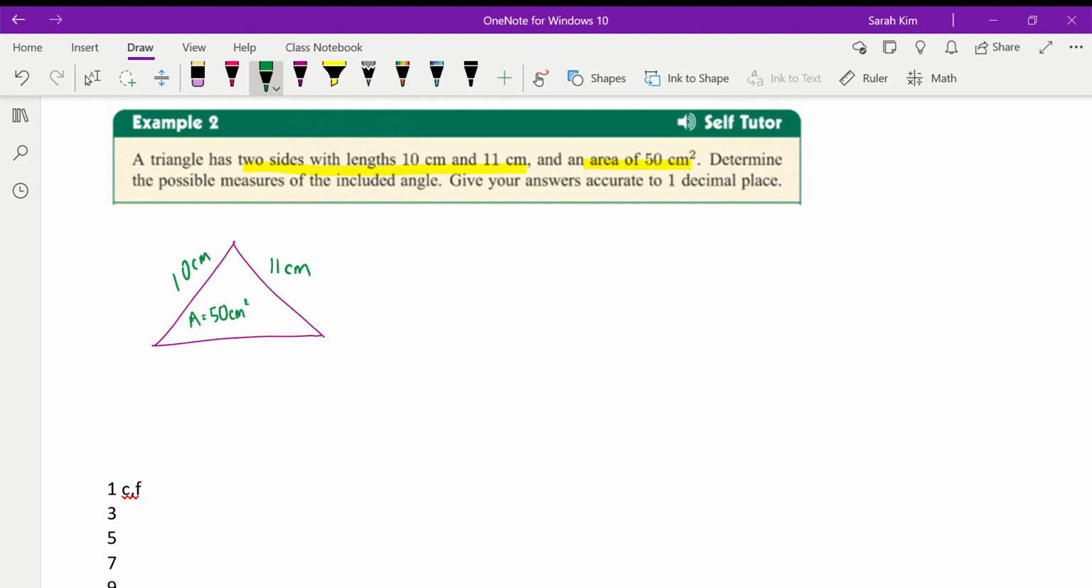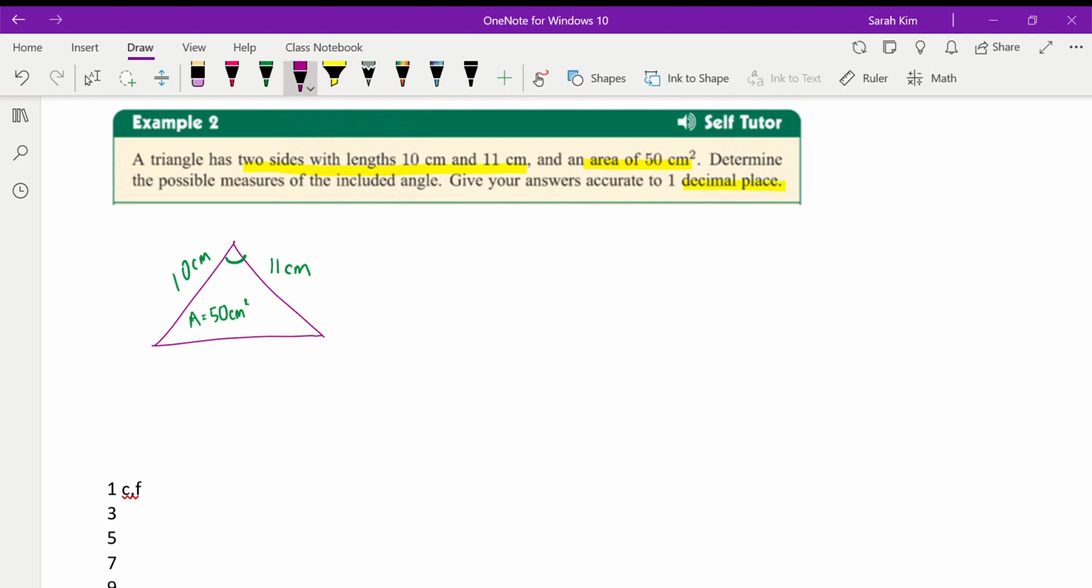Determine the possible measures of the included angle. So whatever this angle is, we have to calculate the possible measurements of it. We need to make sure our answer is to one decimal place.